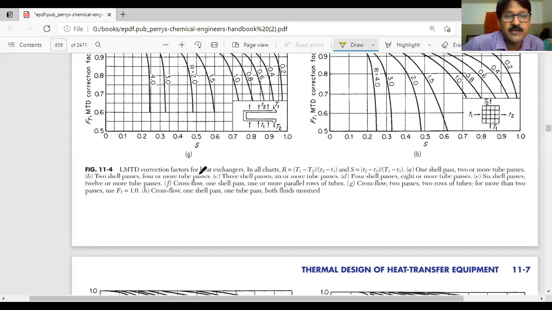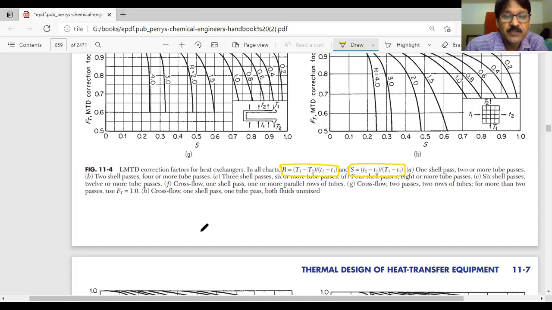There is no need to remember any calculation. See here, LMTD correction factor for heat exchanger in the chart. R is also given. No need to remember. If you have a confusion, open it and check. How to calculate is also given. Use your brain, and always refer to Perry's Handbook. All the values and all the procedures will be given.